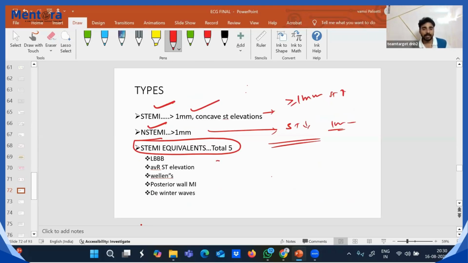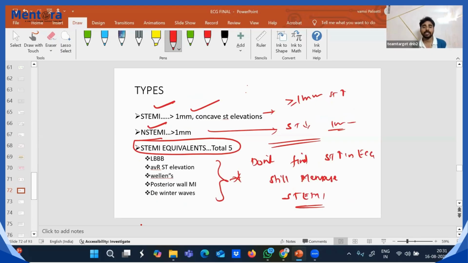One more important thing is STEMI equivalent. What is the STEMI equivalent? You don't find ST elevations in the ECG, but you still manage it like ST elevation MI. That is called a STEMI equivalent. A very, very favorite hot question for the examiners. So what are the STEMI equivalents?